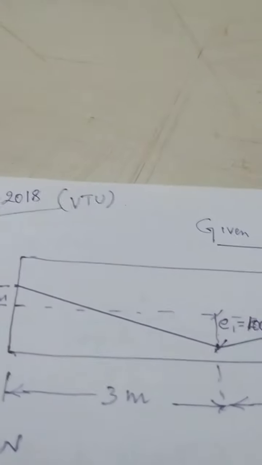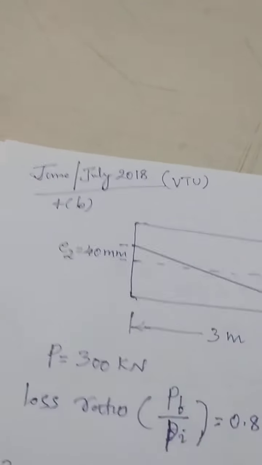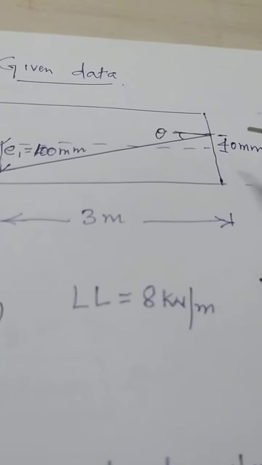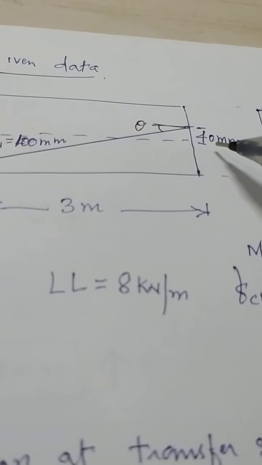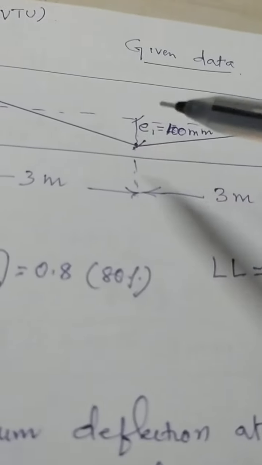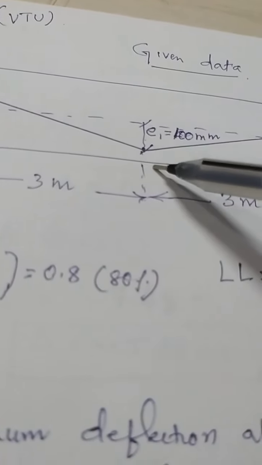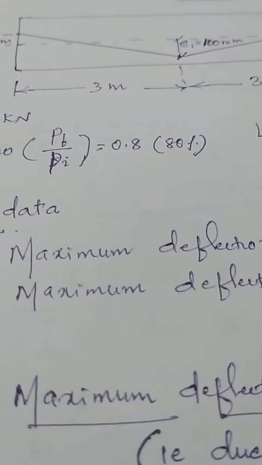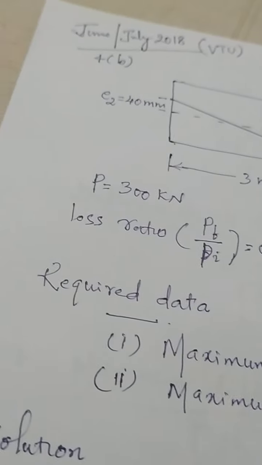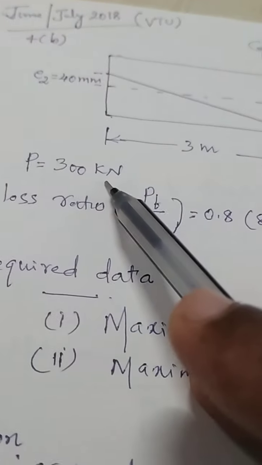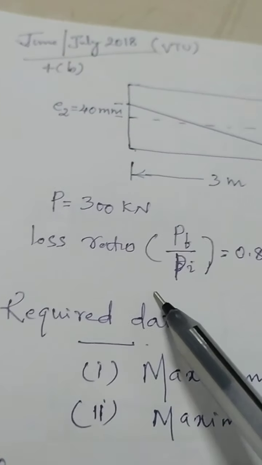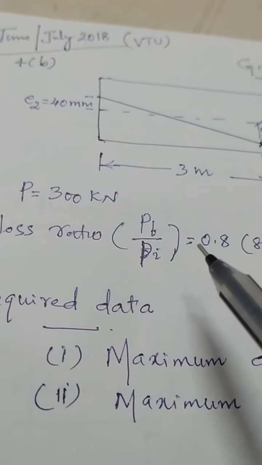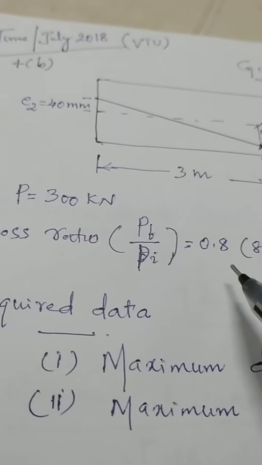Then come to third problem. Here triangular cable is given, and here end eccentricity is given, that is e2 40 mm, and at the center eccentricity, that is 100 mm. Total span of the beam is 3 plus 3, 6 meters, and pre-stressing force is given 300 kilonewton. The loss ratio is given. It is not pre-stress loss, it is loss ratio, means PF by PA directly given, that is 0.8.